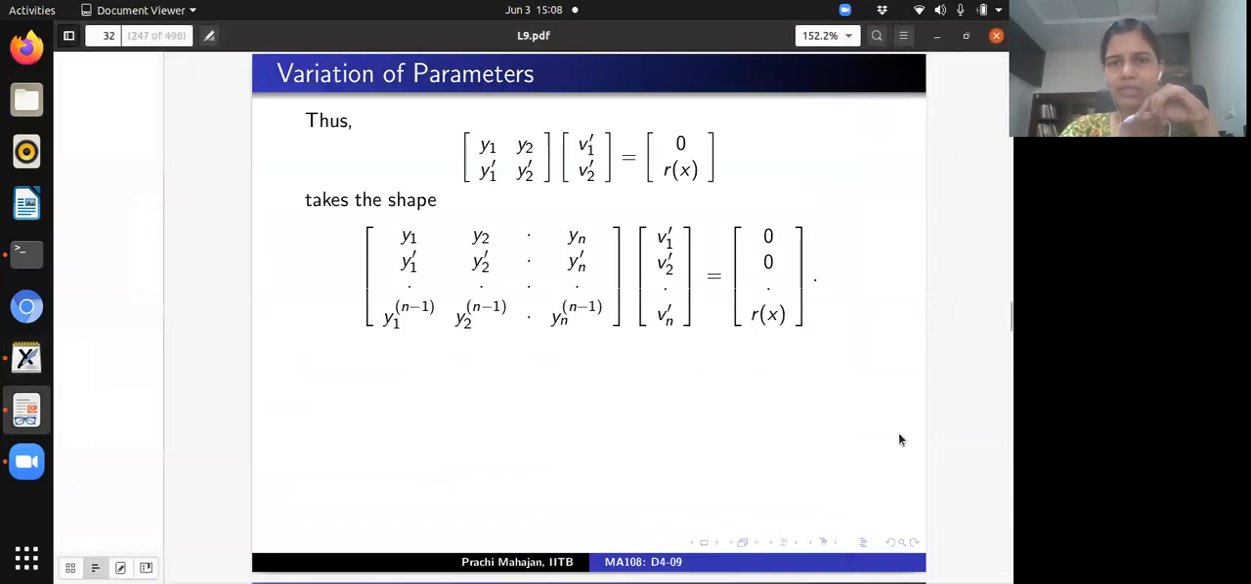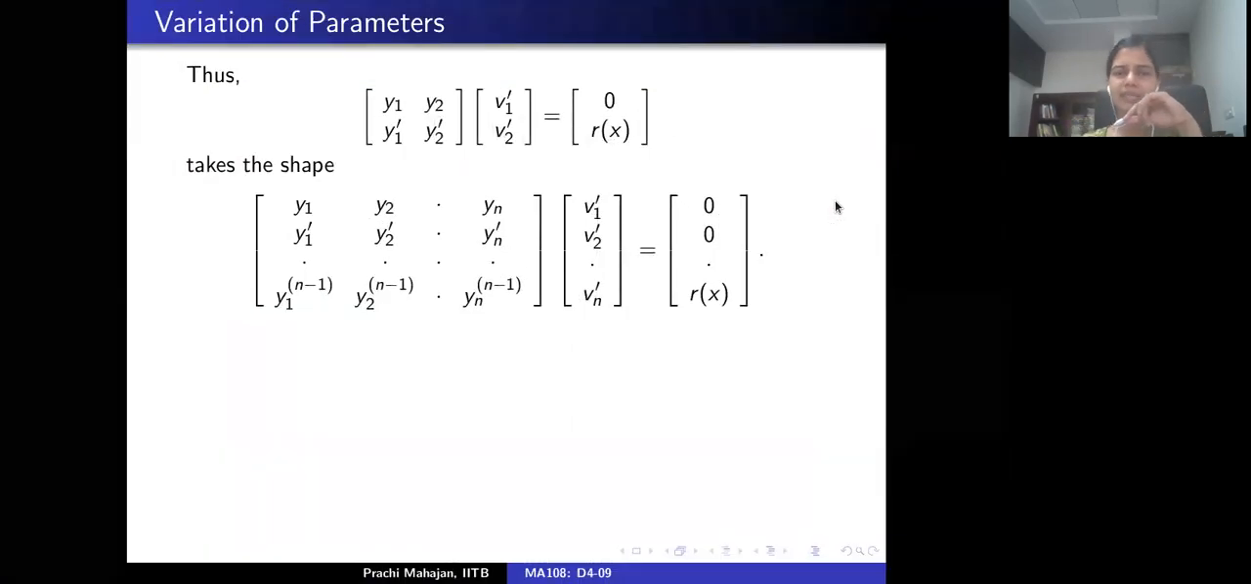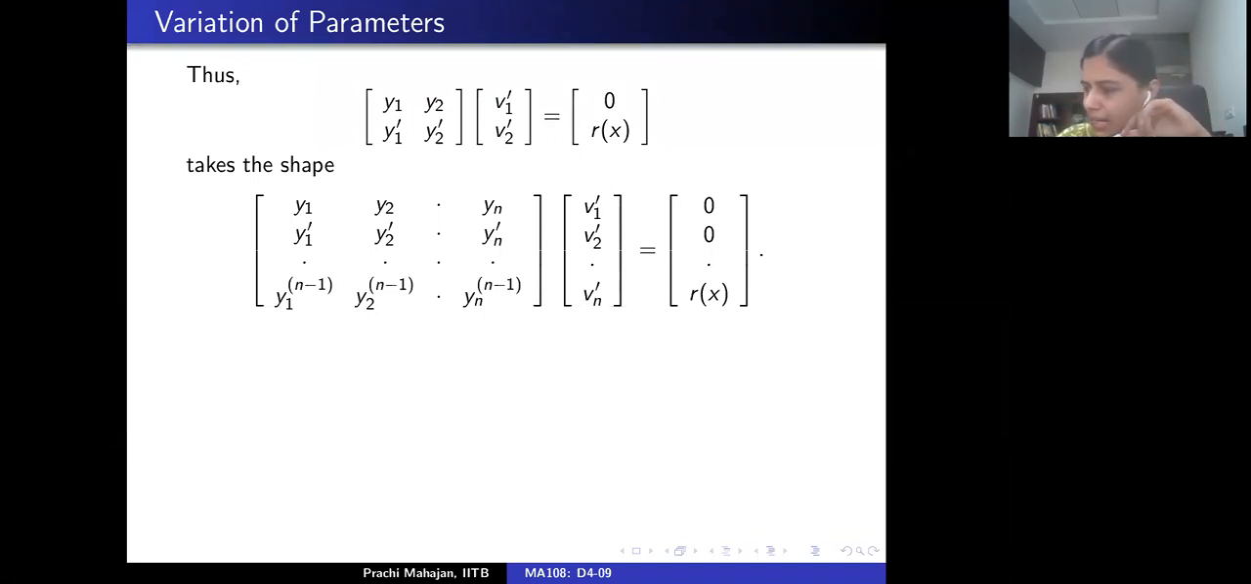Now let me go back to the slide. The point to note here is that the system of equations that I have written here admits a solution. Correct? Why is that the case?